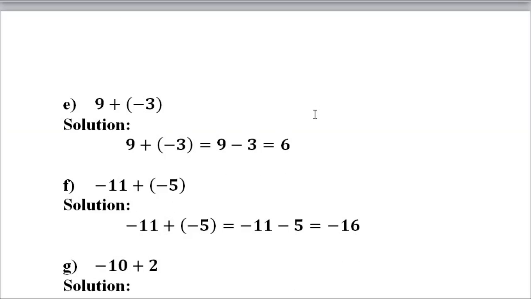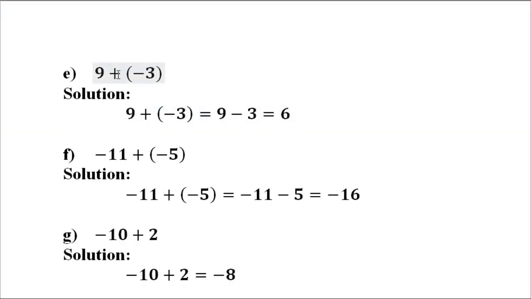Moving on to number 5, we have 9 plus negative 3. In this case, we are adding a positive 9 and a negative 3. If we multiply the positive sign by the negative 3, we get negative 3. And now positive 9 and negative 3 results in positive 6. Since positive 9 is greater than negative 3, the result will be positive 6. And if we have negative 9 and positive 3, then the result will be negative 6.